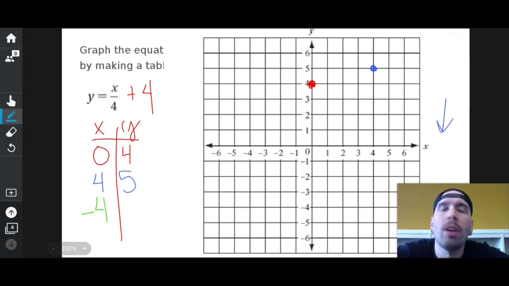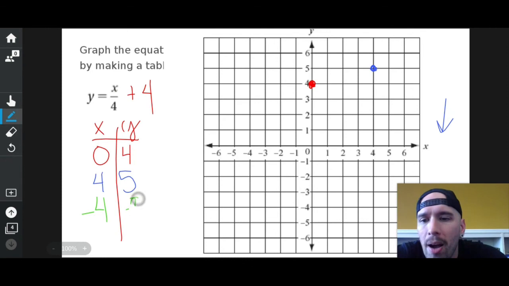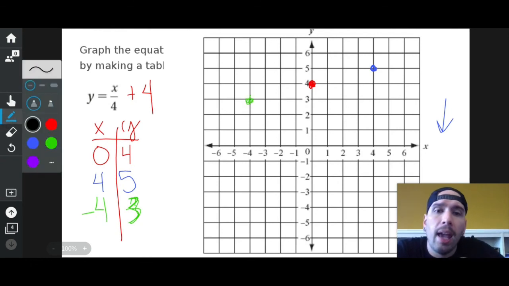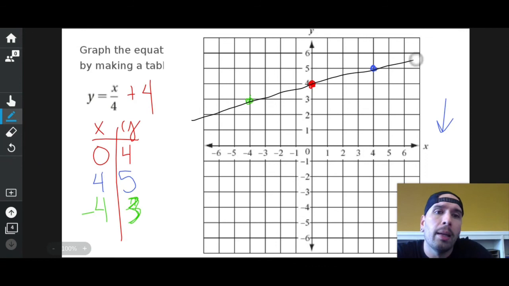Now, if you're like, do we always have to plug in those points? No, if you wanted to plug in 0, 1, 2, 3, 4, 5, 6, 7, be my guest. But I'm plugging in points that seem to be convenient for me. Besides, I already know how to graph this guy because I've done these things before. Tons of them. If I plug in negative 4, I would get negative 4 divided by 4, which is negative 1. And negative 1 plus 4 is positive 3. That would give me the point negative 4, 3. I have 3 dots, and that's all I need to draw my line.